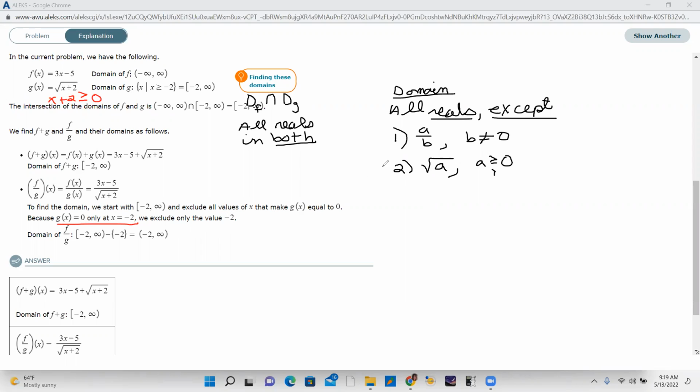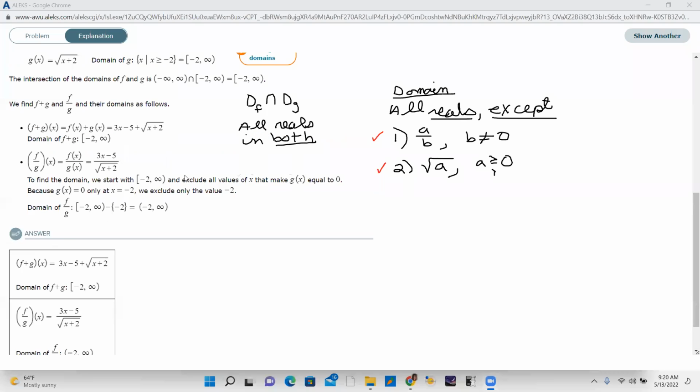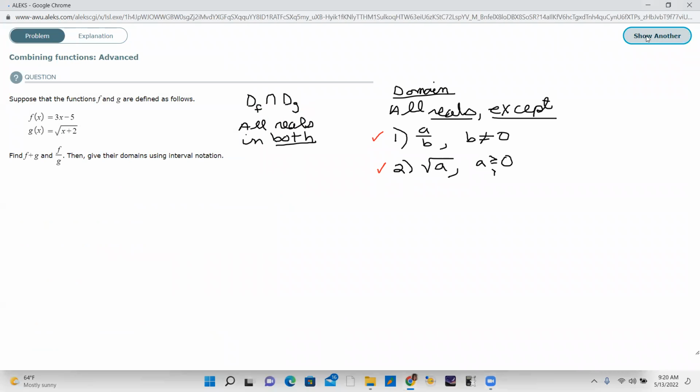So you can kind of think, well, I already made the restriction for the radical, and now I have to remove the value for the division. Make sure you're not dividing by zero. So notice here, the negative two is included with the square bracket. Here, the negative two is not included with the soft parenthesis. Okay. So try this one.